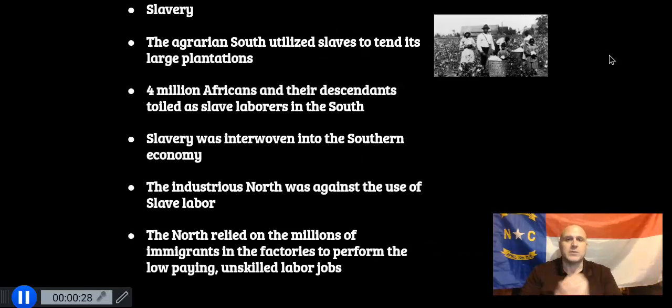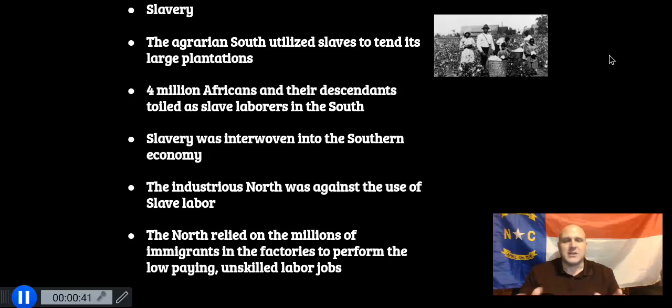So what is the first cause of the Civil War? Well, many say it's the only cause of the Civil War. And here's why I say that. Slavery is the number one cause of the Civil War. There's no question about it.